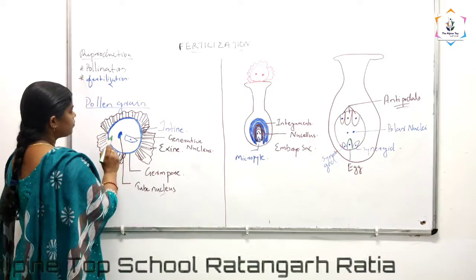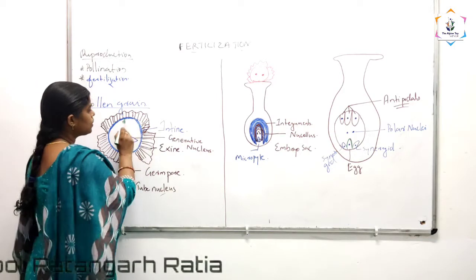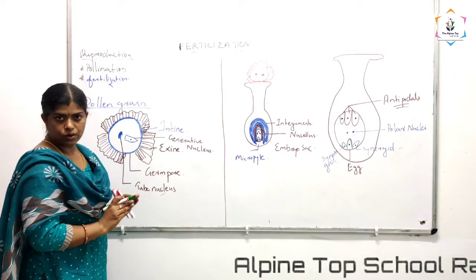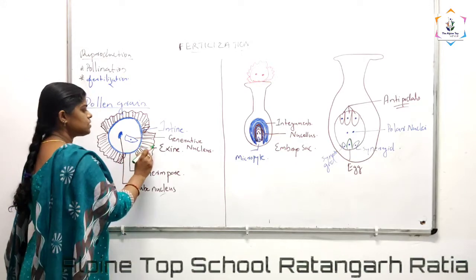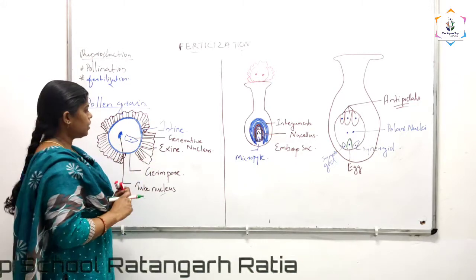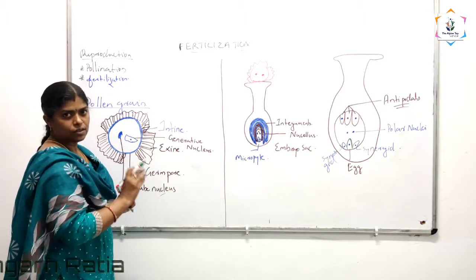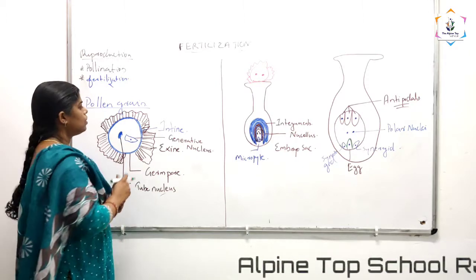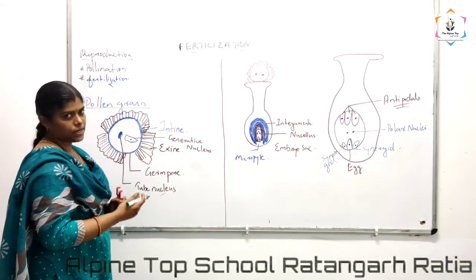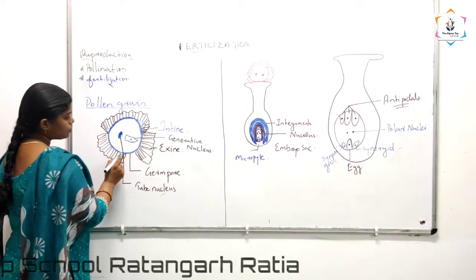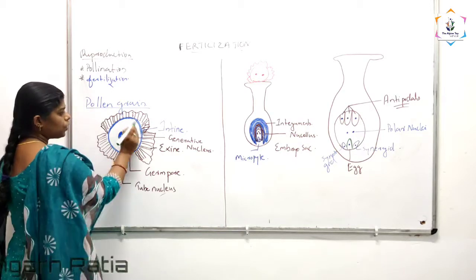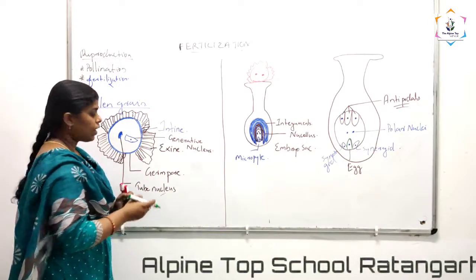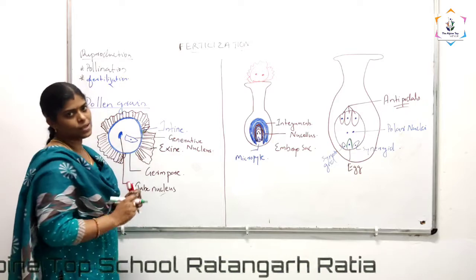You can see that the pollen grain has two coverings. The outer covering of the pollen grain is known as the exine, and it is resistant to unfavorable conditions. The exine protects the pollen grain from unfavorable conditions. The inner covering of the pollen grain is known as the intine. You can see there is a portion where there is no exine. This region is known as the germ pore, and from this germ pore the pollen tube arises.